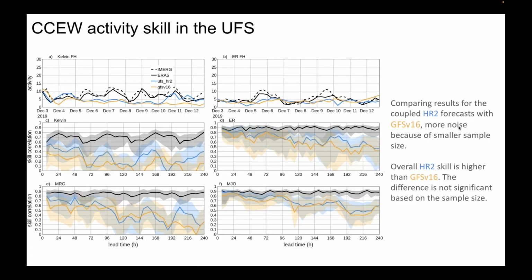And what's even more interesting in terms of the MJO here, the skill actually stays above 0.5 for several days, and we have a big improvement in the Kelvin wave scale. Next slide, please.